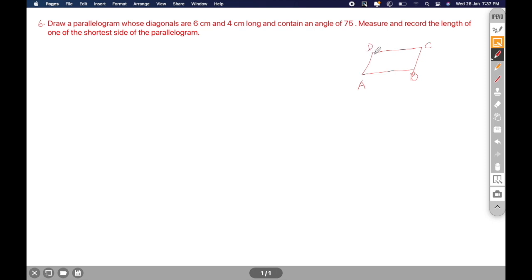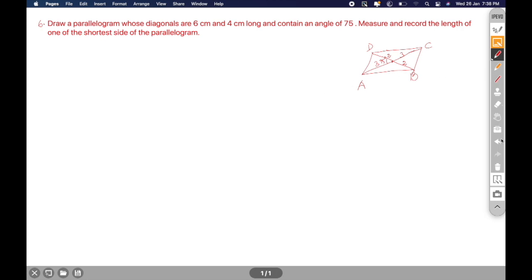According to the question, we need to draw the diagonals which are 6 and 4 centimeter in length, and we know that the diagonals of a parallelogram bisect each other. So 2 centimeter on this side, 2 on this side, 3 on this side and 3 on the other side. It also says that an angle should be 75 degree here. So let us start.